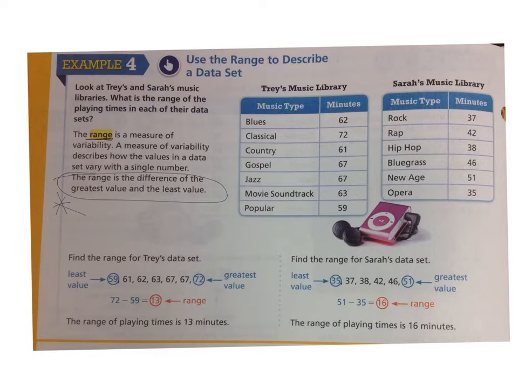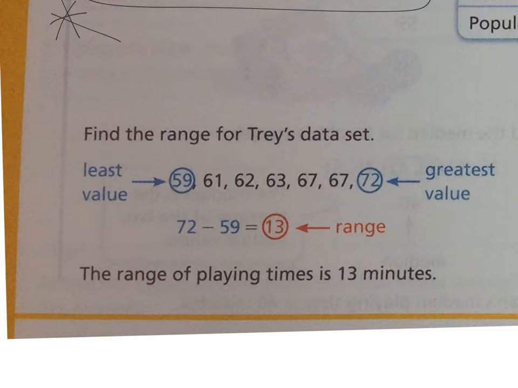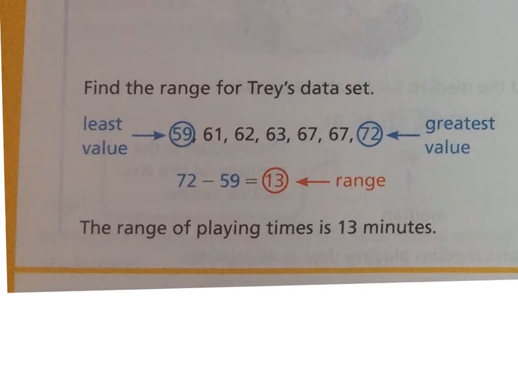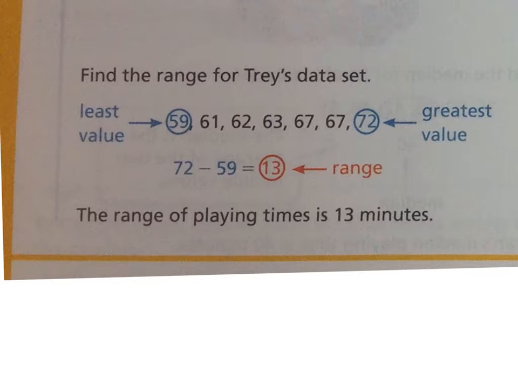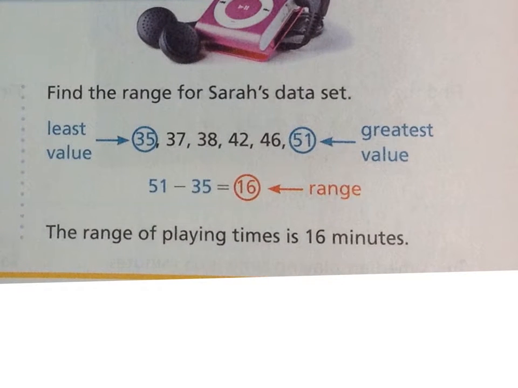Example 4, we're going to talk about range. Range is the difference of the greatest and least values. So basically just taking the biggest number and smallest number and subtracting. So for Trey's data set, lowest number is 59, highest is 72. We subtract, range is 13 minutes. Sarah's lowest is 35, highest is 51. We subtract, it's 16. So 16 minutes is the range there.